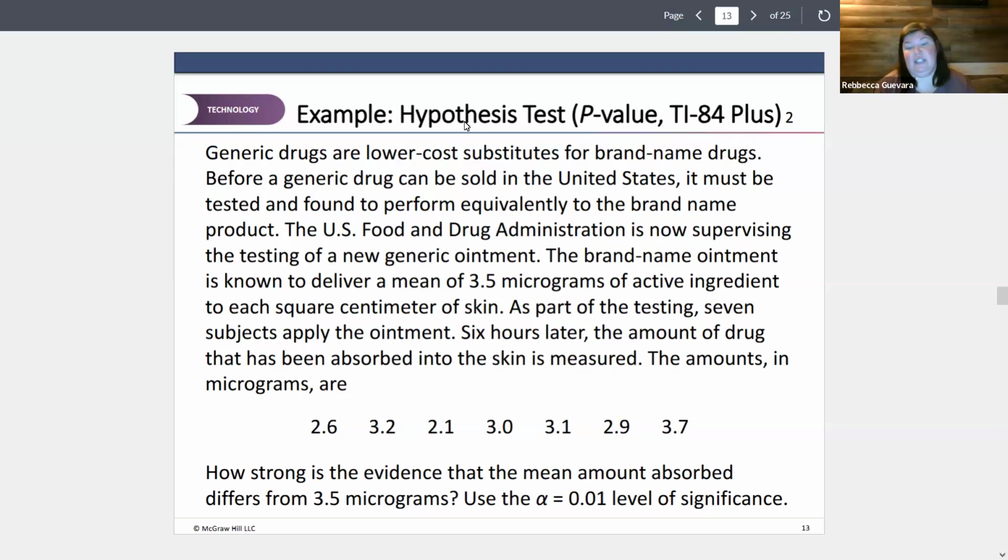So how strong is the evidence that the mean amount absorbed differs from 3.5 micrograms? And we're going to use a significance level of 0.01, so 1%.